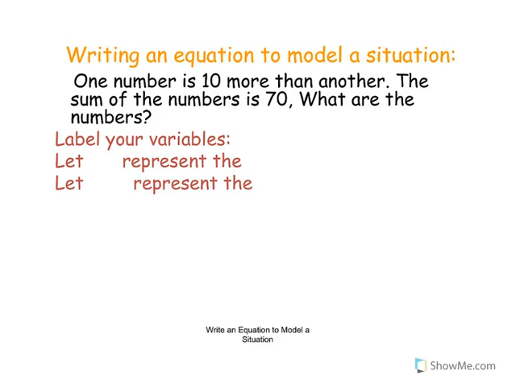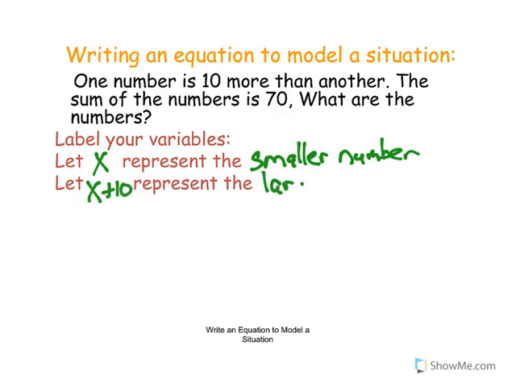All right, one number is 10 more than another. The sum of the numbers is 70. What are the numbers? All right, so we're going to say let X represent, I could say the first number or the smaller number. Either one is fine. And it says one number is 10 more. Well, if X is the smaller one, and there's another number that's 10 more than X, then we're going to call that X plus 10, and that's always going to be our larger number. All right, so that's not so bad. Not so much different than what we did with the last lesson.